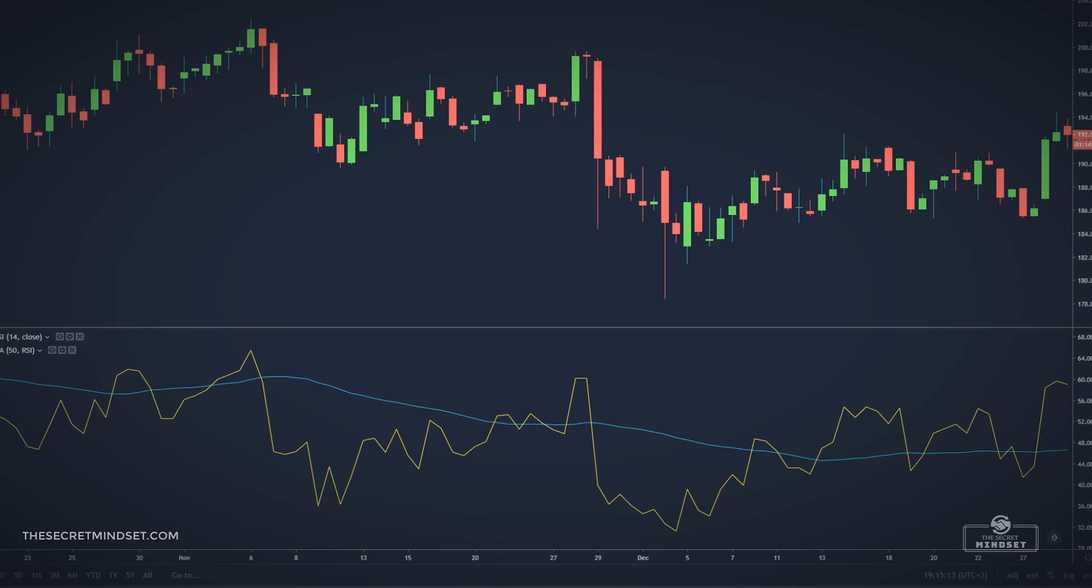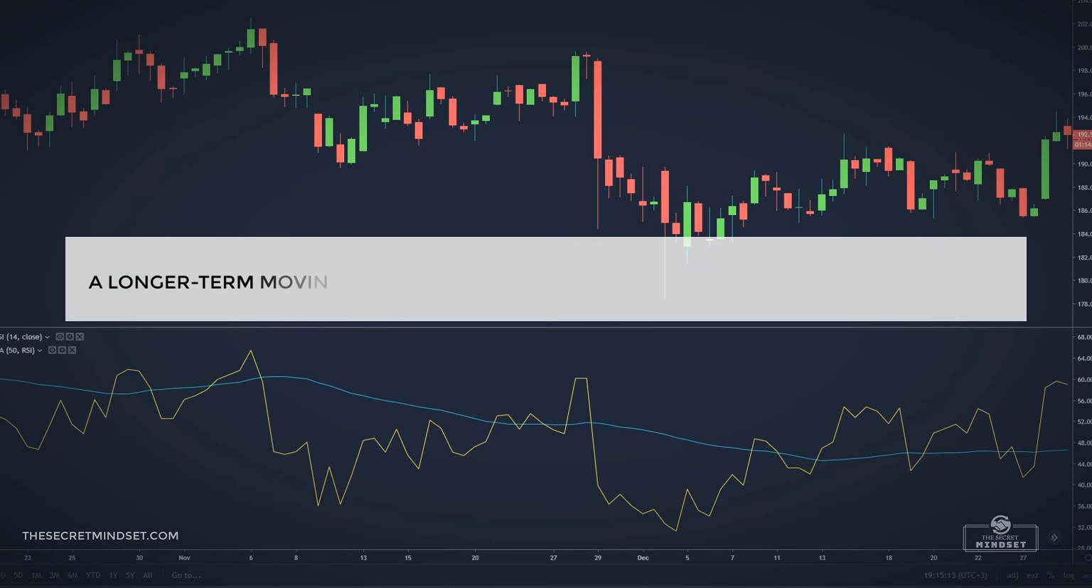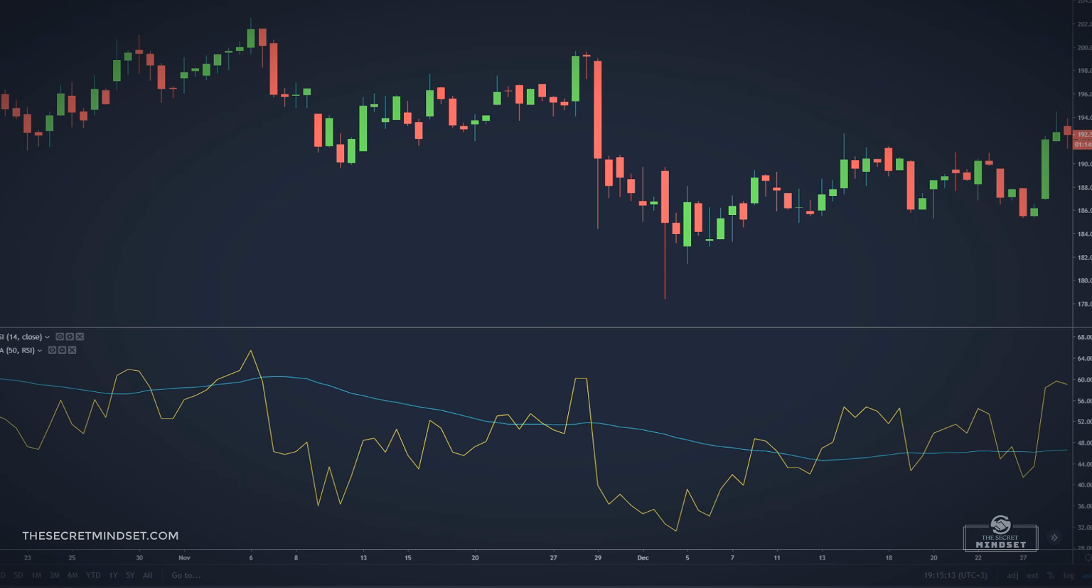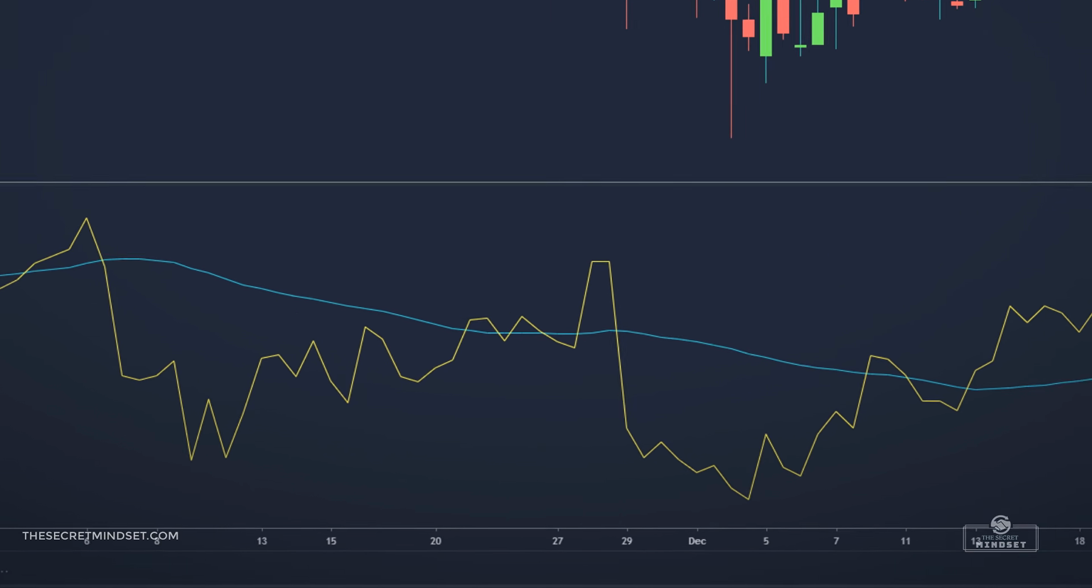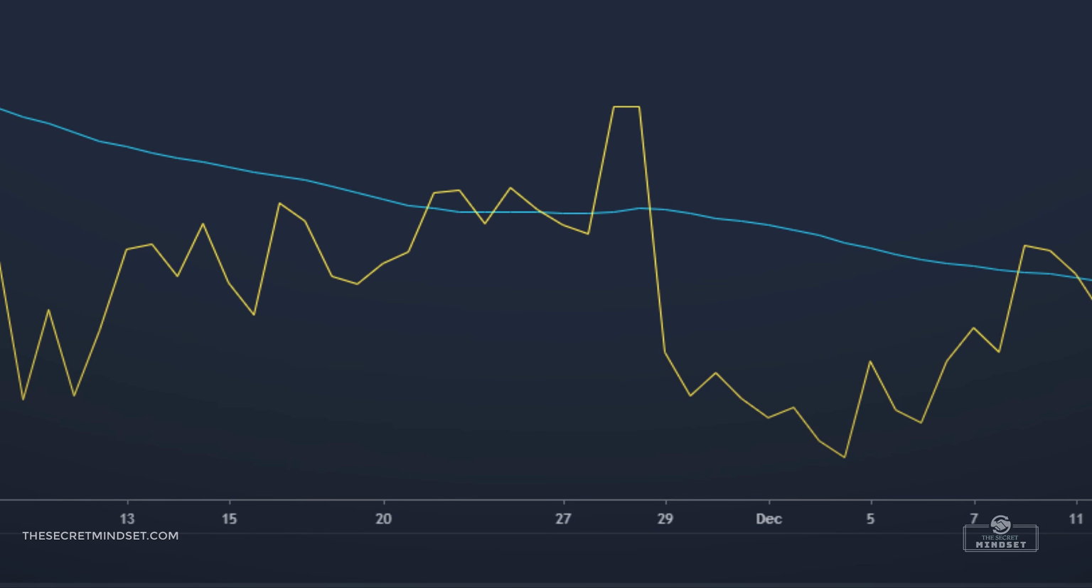A longer term moving average added on the RSI will work better than a short term moving average and will produce fewer false signals. So instead of adding a 10 moving average on the RSI, for example, try adding a 50 moving average or a 100 moving average and see what the market tells you.